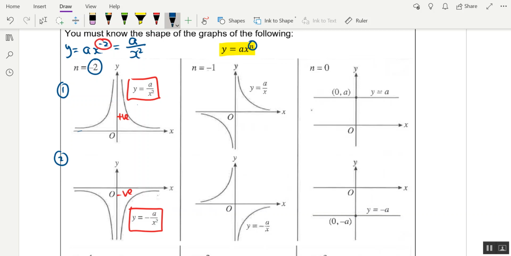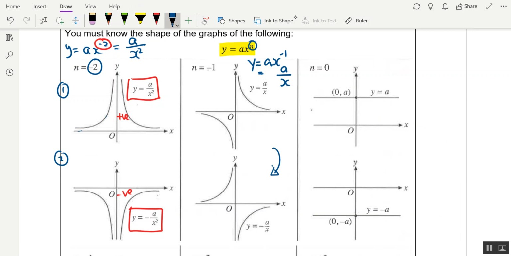Next, if the power is equal to -1, this would mean y equals ax to the power -1. Again, negative power means it will become a over x. In this case, the difference between this and the previous one is that when you square the x, all the negative x values will become positive. That's why both sides are in this region. Whereas for 1 over x or a over x, it is in here and here. And when you have a negative in front, anything from the top goes to the bottom, anything from the bottom goes to the top, and that's why it will become like this.